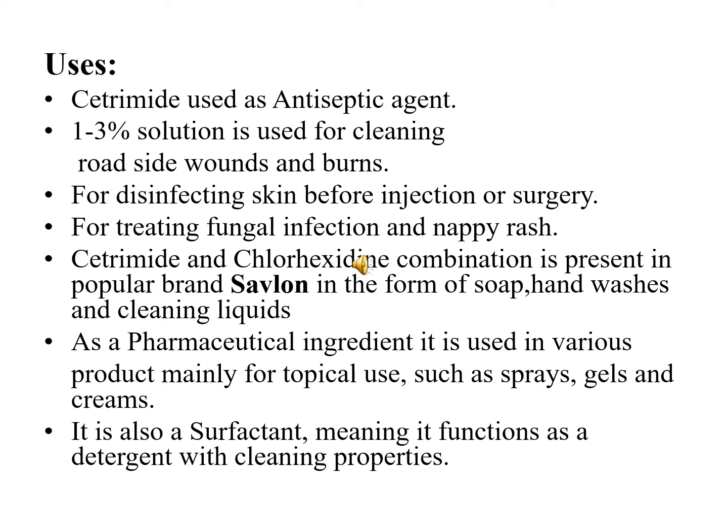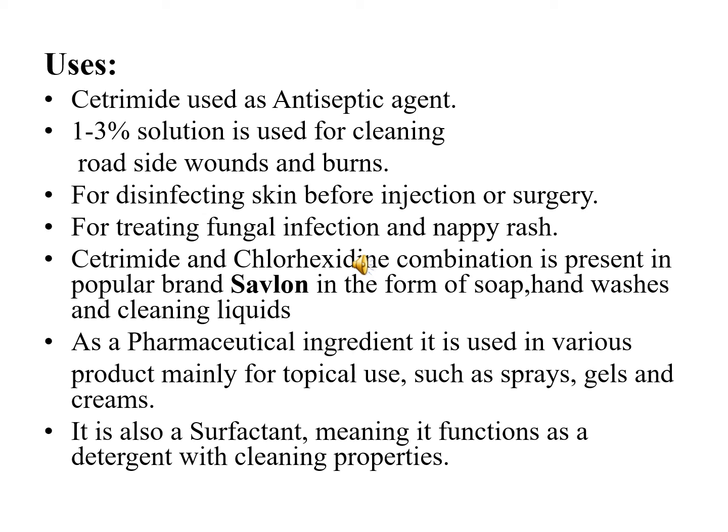Then come to the uses of Cetrimide. Cetrimide is generally used as an antiseptic. A 1 to 3% solution is used for cleaning roadside wounds and burns. If there is any accident or burn, then to clean those wounds, a 1 to 3% solution is used. It is also used for disinfecting skin before surgery or injection, when the injection area is disinfected. Cetrimide solution is used for that, for treating fungal infection and sometimes for nappy rash.